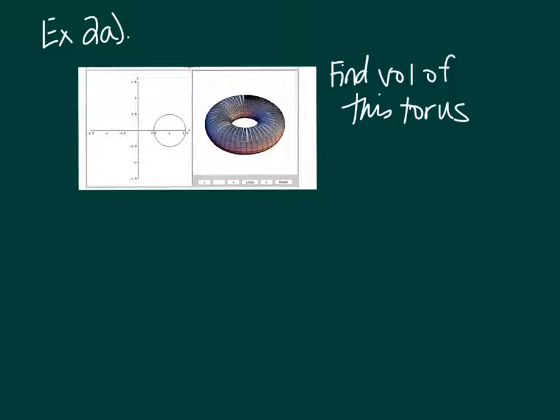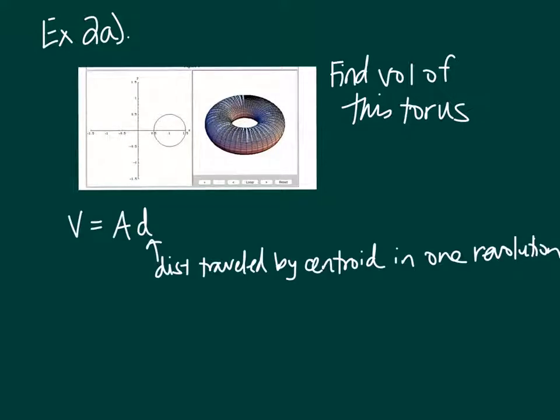Okay, so here's the torus we've looked at in class, and we found this volume 2 different ways in class. And now we're going to redo this. We found it using washers and then also using shells, but now I want you to redo this using the theorem of Pappus. So put this on pause and see what you come up with.